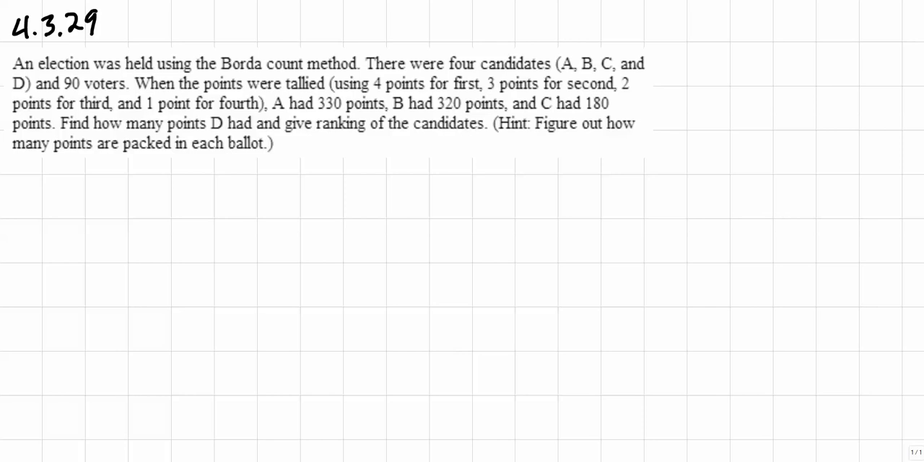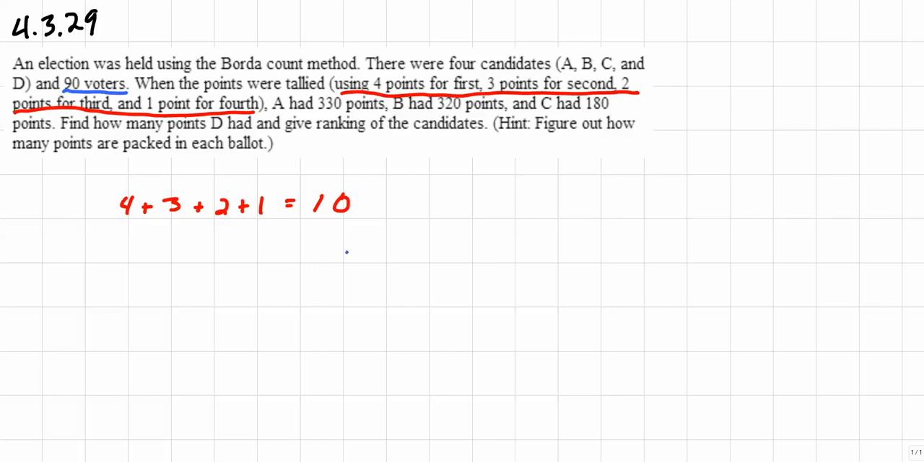So the first thing that we need to know is how many Borda points each voter can distribute. And that's going to be found right here using 4 points for first, 3 points for second, 2 points for third, and 1 point for fourth. So we'll take 4 plus 3 plus 2 plus 1, and that will be equal to 10. So that's going to be the number of Borda points per voter. Now, we also note that there are 90 voters in this thing.